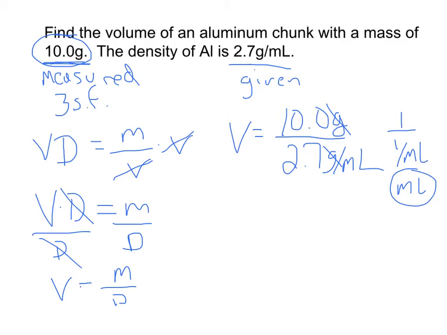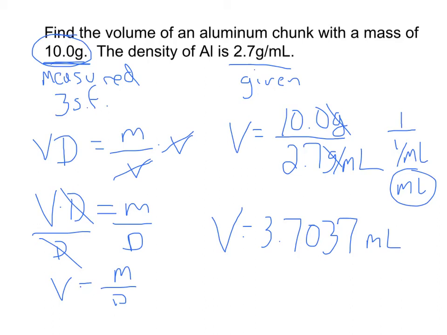Taking the calculator and dividing 10.0 by 2.7, we get a volume of 3.7037 milliliters, or cubic centimeters if you prefer.